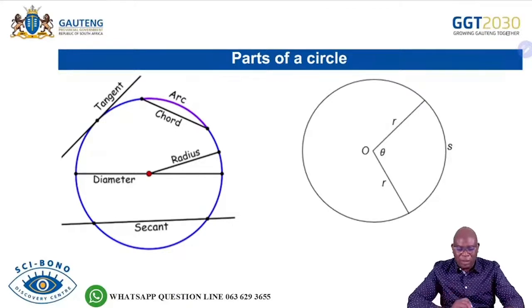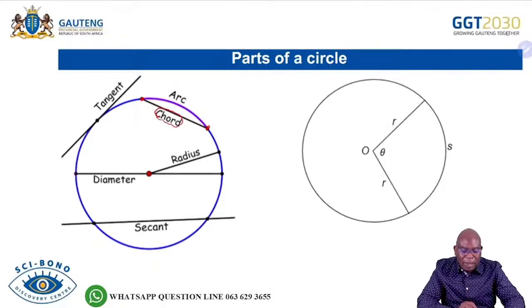So these are just parts of this circle that I've put in there so that we just remind ourselves about this. Now here we have got a chord here. You can see there's a chord from one part of the circle to the other part of the circle without passing through the center of the circle. So this chord does not pass through the center of the circle.